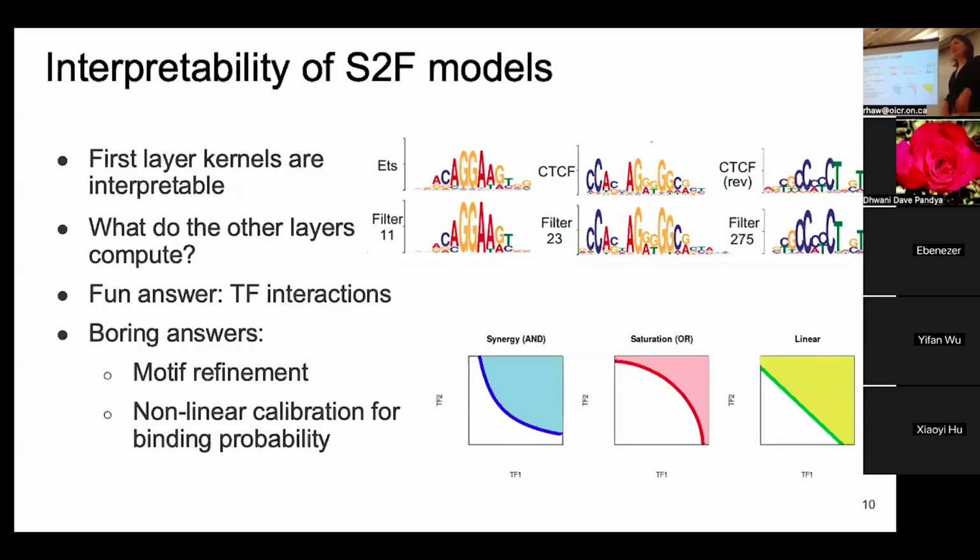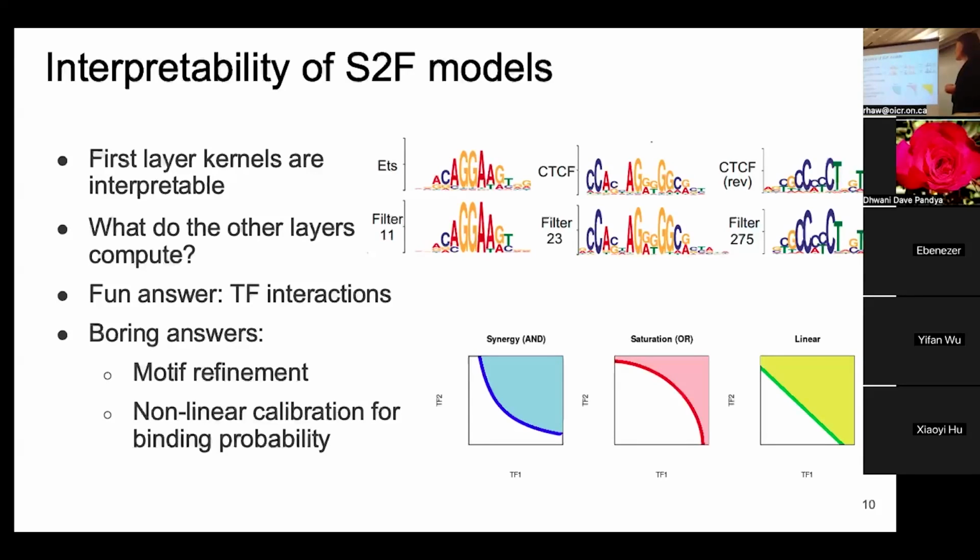A fun answer that people like to give is that it's modeling interactions and complicated transcription factor grammar. And we do have these really nice, well-characterized examples where you only get activity when the transcription factor binding sites are arranged in a very specific way. But they can also do maybe boring things, right? For example, they can refine the initial layer motifs. They can do very basic nonlinear calibration for the binding probability of transcription factors, or for nonlinearity in your assay output. Chromatin can only be so open. Once it's open, it's open.